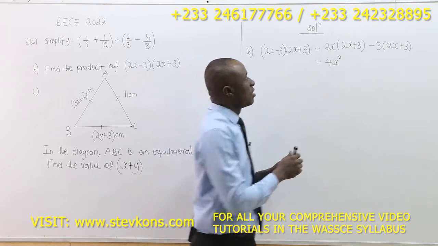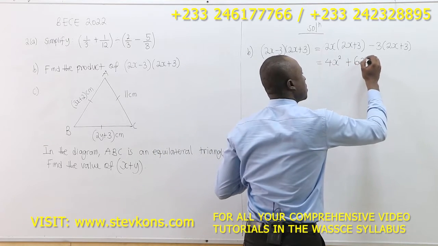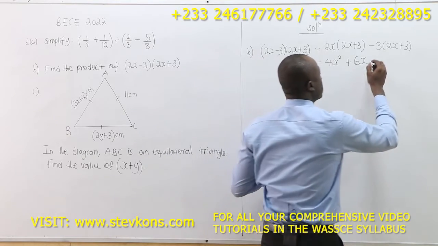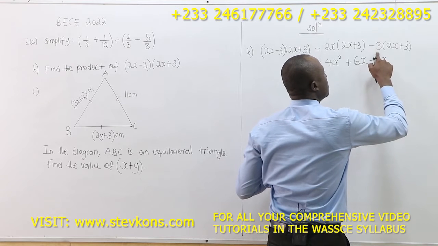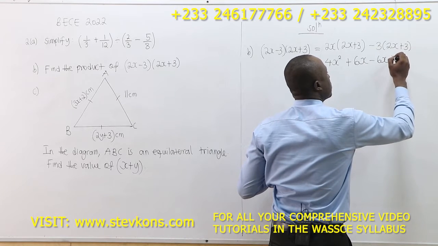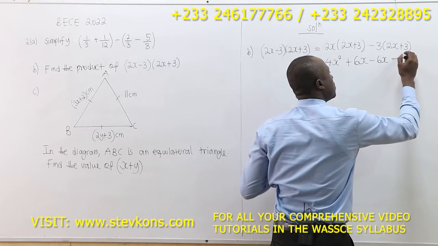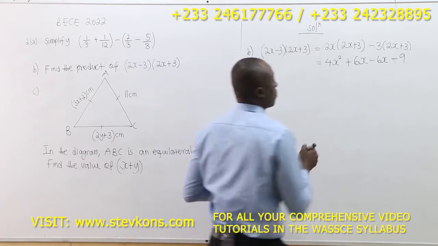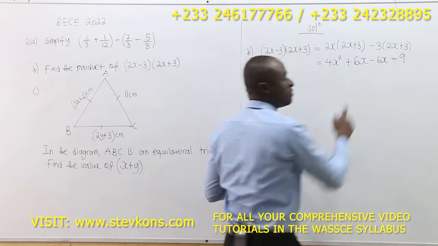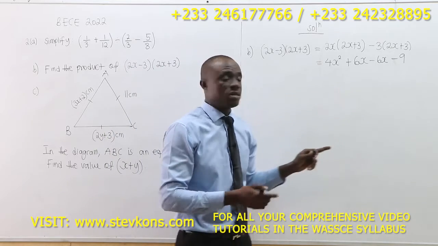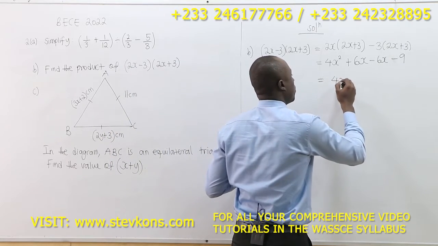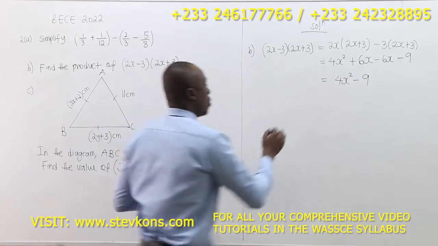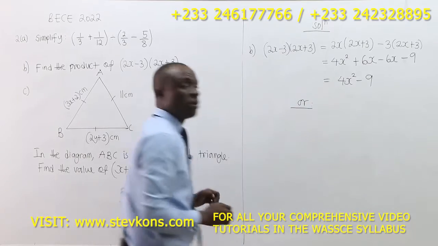Now 2x times 3 is just 6x. Now, negative 3 times 2x is negative 6x. Negative 3 times 3 is negative 9. Now let's see, you see 6x and negative 6x. That's 0, so this and this will cancel out. So basically, we have 4x squared minus 9.